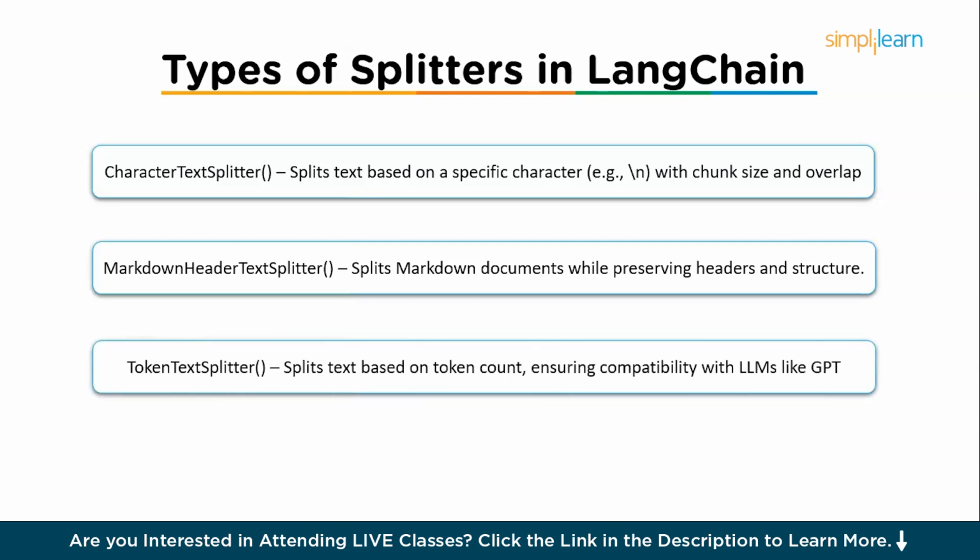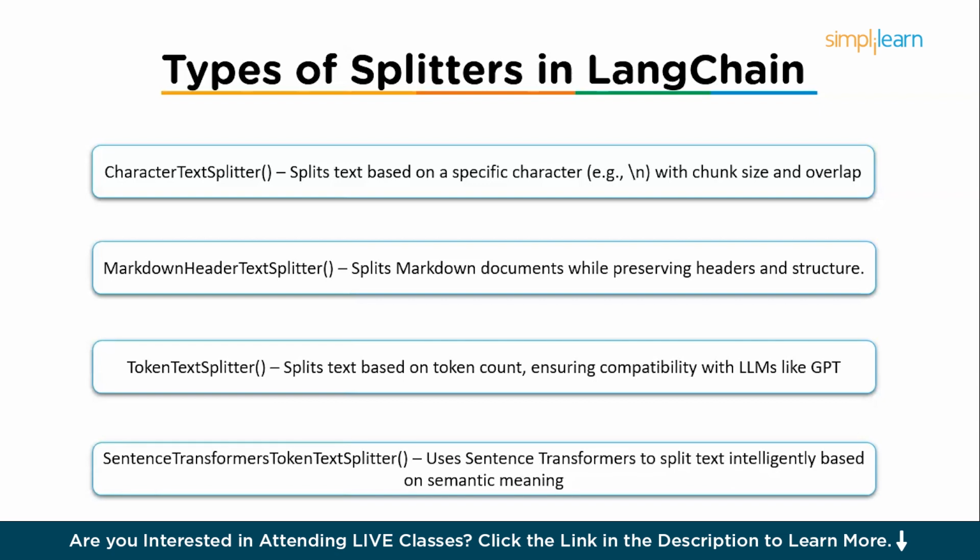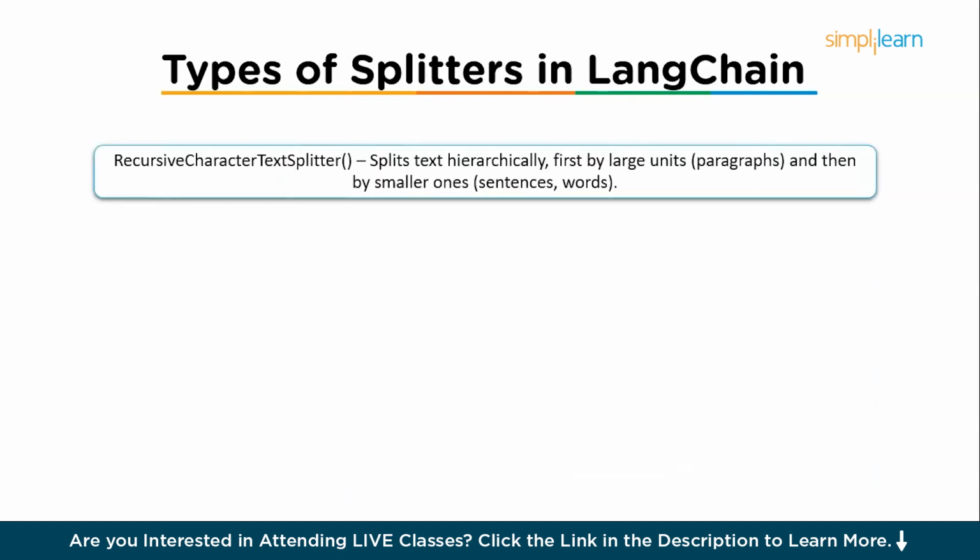Then we have the token text splitter, which splits the text based on the token count, ensuring compatibility with LLMs like GPT. Then we have the sentence transformers token text splitter, which uses sentence transformers to split the text intelligently based on semantic meaning. And then we have the recursive character text splitter, which splits text hierarchically, first by large units and then by smaller ones, that is the sentences and the words.